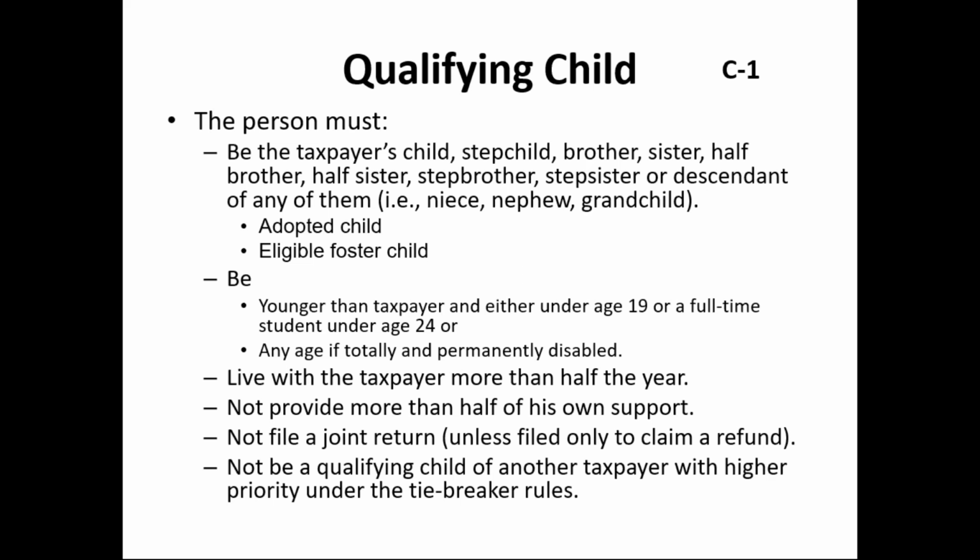So the child has to be younger than the taxpayer and either under the age of 19. So we say under the age of 19, but I think those of us who are good at math realize that's 18 or under, right? So under 19 means 18 years or younger would be the qualifying child. Now, if they're a full-time student, they can actually be under the age of 24.